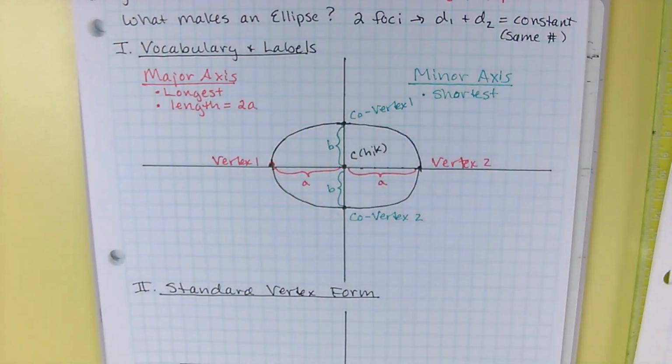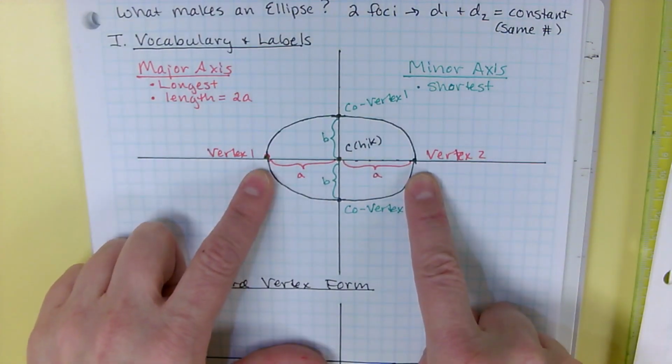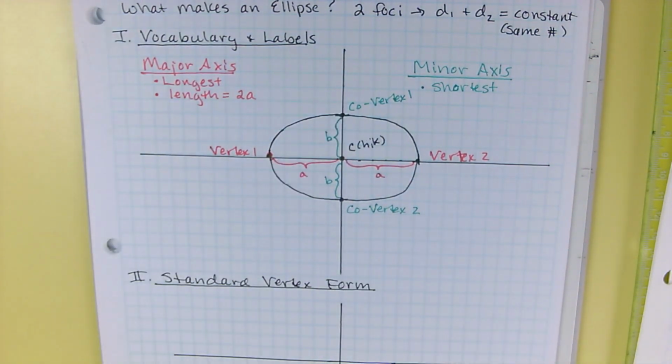When you list them, you don't have to put 1 and 2, but you do need to distinguish between co-vertex and vertex. If it just says find the vertices, they're assuming you're going to find 2 vertices and 2 co-vertices. So the word vertices covers both. Big family. Okay, so we have vertices and co-vertices. We have a longer major axis and a shorter minor axis.